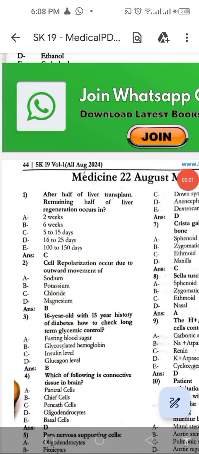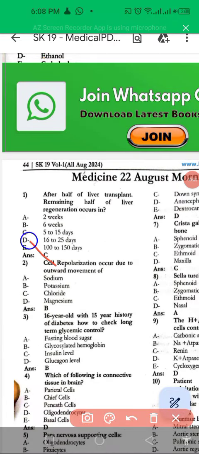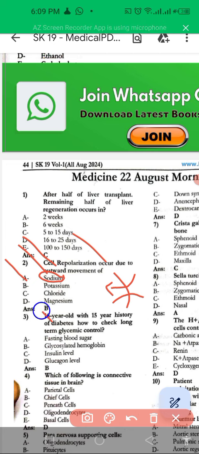Cell repolarization occurs due to outward movement of potassium. Depolarization occurs when sodium goes inside and repolarization when potassium comes outward of the cell membrane.